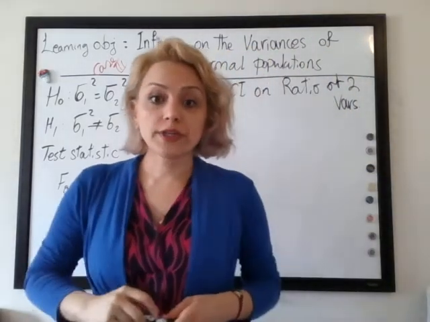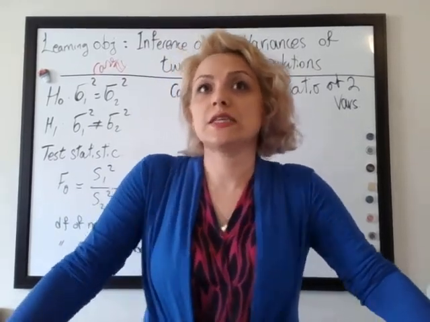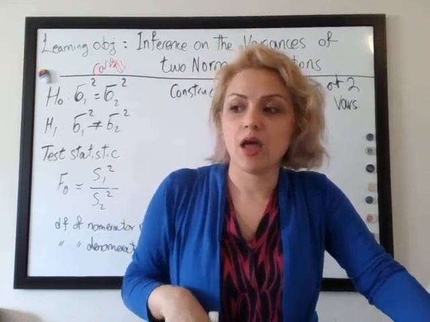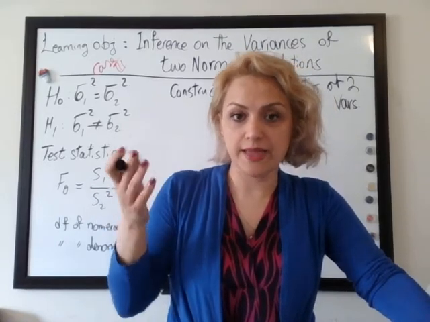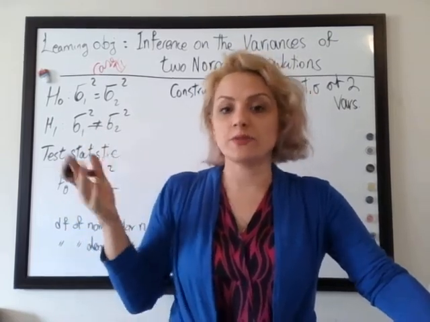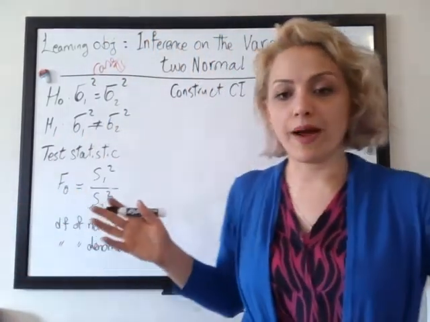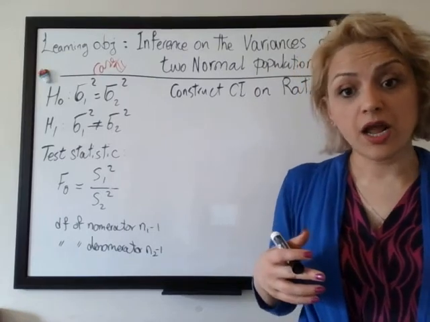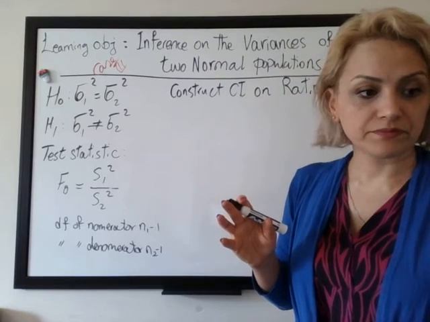For the confidence interval, if you recall the confidence interval that we had for the chi-square with one sample, we had S1 times the chi-square as a lower bound and then as an upper bound. So what we are going to do here is something very similar. The only thing is that we would do it with the F.